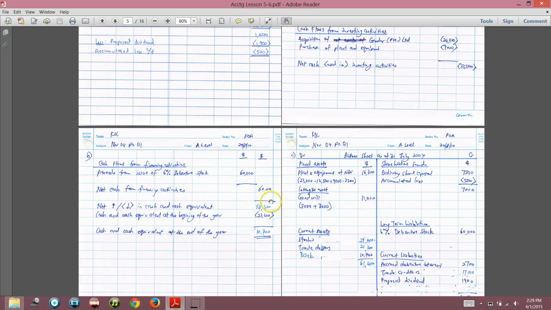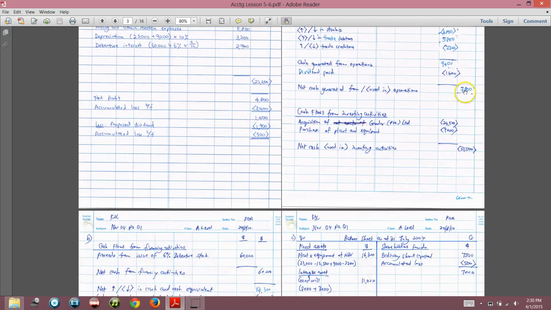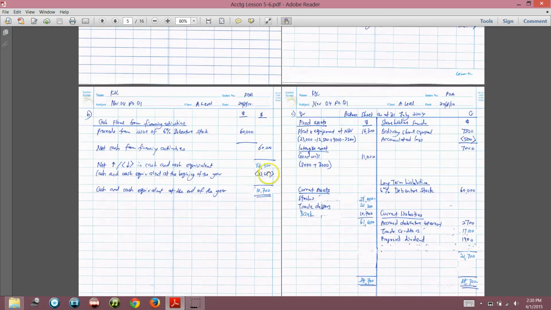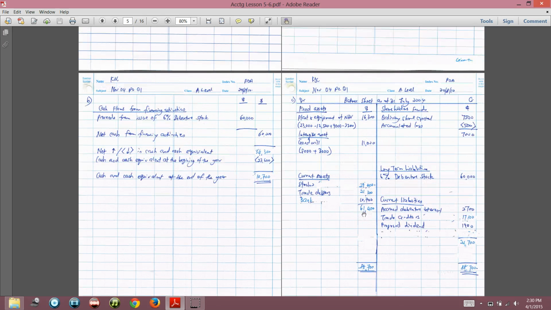So then over here is this one minus this one plus this one. You will get this figure. This one minus this figure, you will get cash and cash equivalent at the end of the year. So put it in the balance sheet. Bank, 10,700, or bank balance, right? So, yeah, we completed this one, 2004.